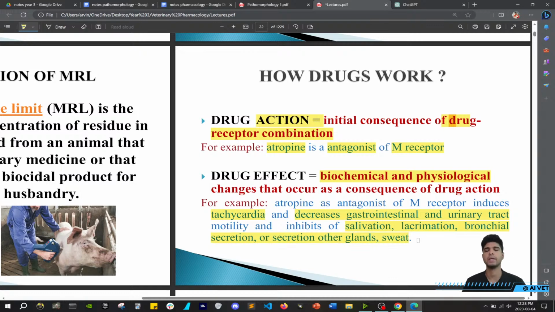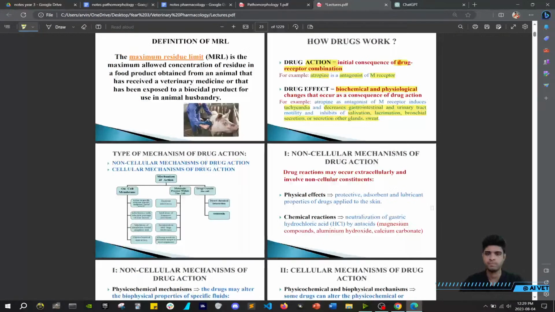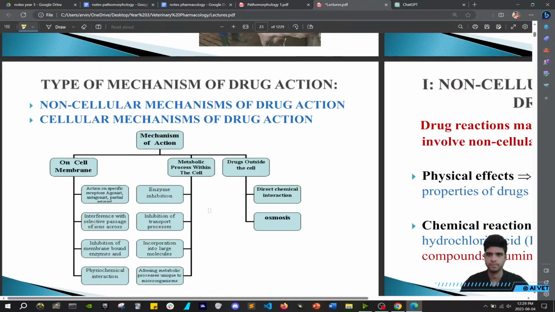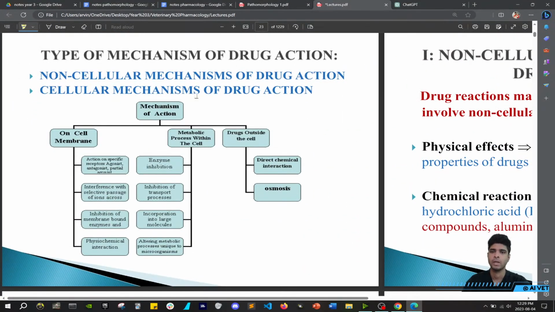So first, atropine is an antagonist for the M receptor. Atropine is the drug that combines with the M receptor. That's the drug action. Drug effect is basically what it does: the tachycardia, reduced motility, and other things. Next, types of mechanism of drug action: non-cellular mechanisms of drug action and cellular mechanisms of drug action.